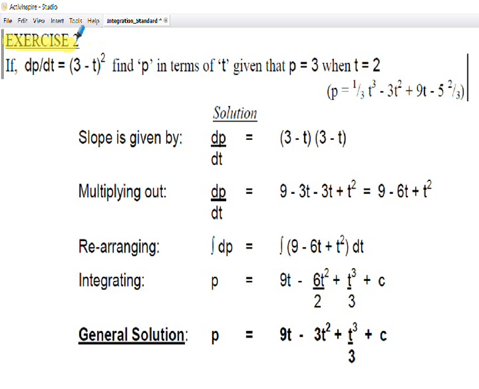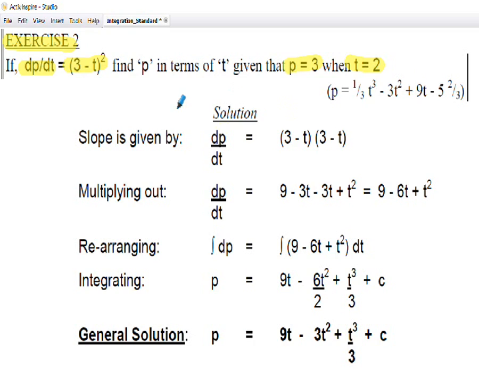Exercise 2 here is a similar process to that of exercise 1, but the notation is changed. Instead of having dy by dx equals some function of x, we've got dp by dt is some function of t, and also the function of t is not in a standard form. It's actually 3 minus t all squared, so we'll have to expand the brackets in a moment. We've got to find a particular solution because they've given us the values of p and t. We've got a boundary condition basically given to us.